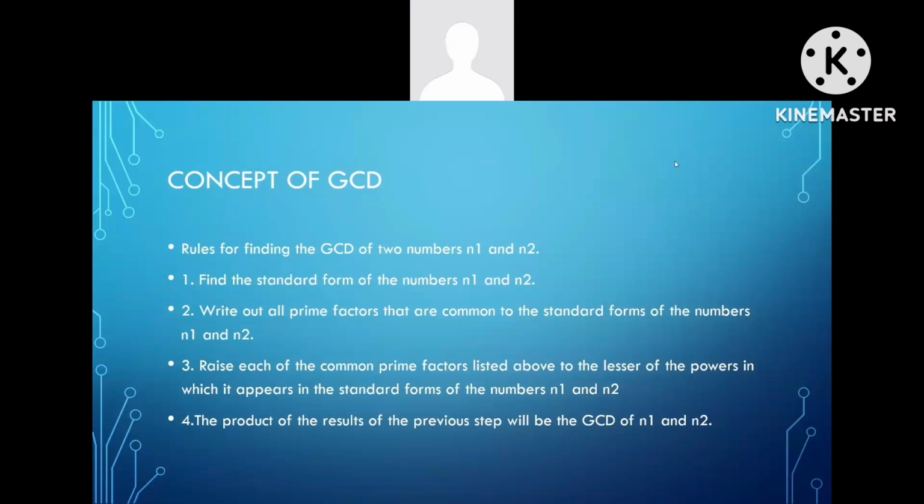Now let's discuss the concept of greatest common divisor. Rules for finding the GCD of two numbers n1 and n2. Find the standard form of the numbers n1 and n2. Write out all prime factors that are common to the standard forms of the numbers n1 and n2. Raise each of the common prime factors listed above to the lesser of the powers in which it appears in the standard forms of the numbers n1 and n2. The product of the results of the previous step will be the GCD of n1 and n2.